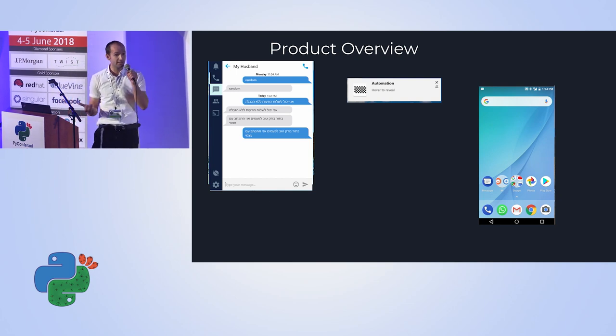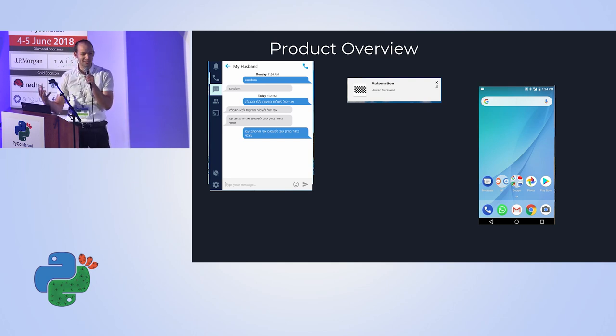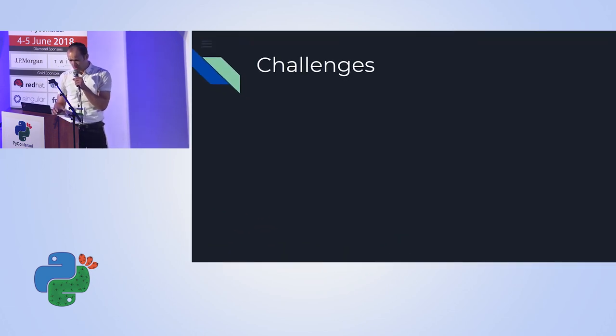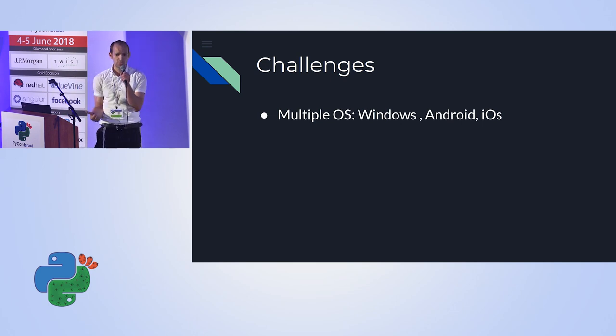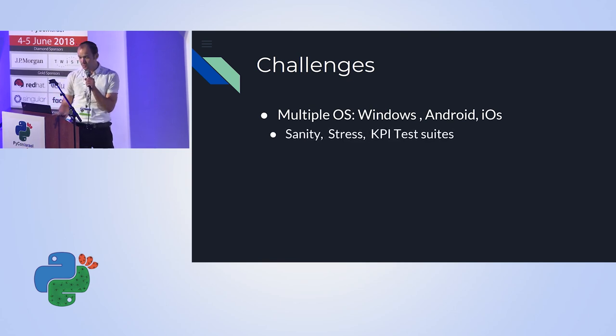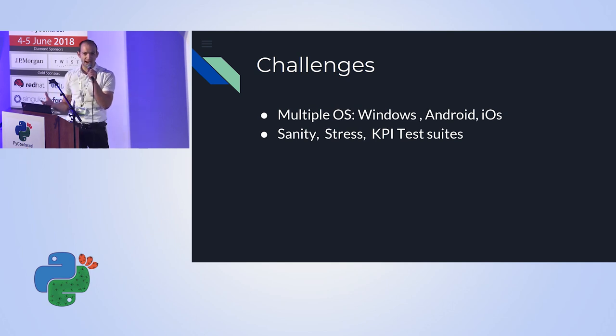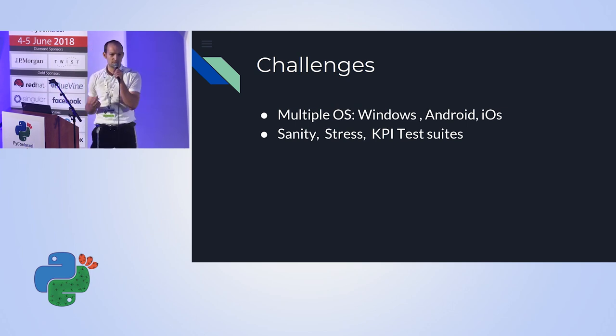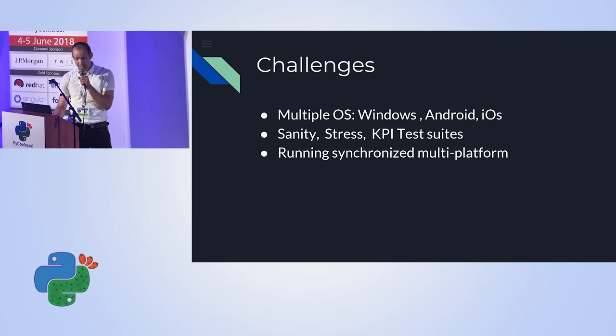So this is the product that we wanted to run the QA automation on. So let's go and build the infrastructure in the context of QA automation for this product. We need to run multiple OS. We need to run a native Windows application and a native Android application because it works on both sides. So we need to simulate clicks and UI on native Windows, native iOS, and native Android. We need to run sanity tests, stress tests, and KPI tests. KPI is key performance indicator test. It basically means the measurement of your product and performance, and running synchronized multi-platform.